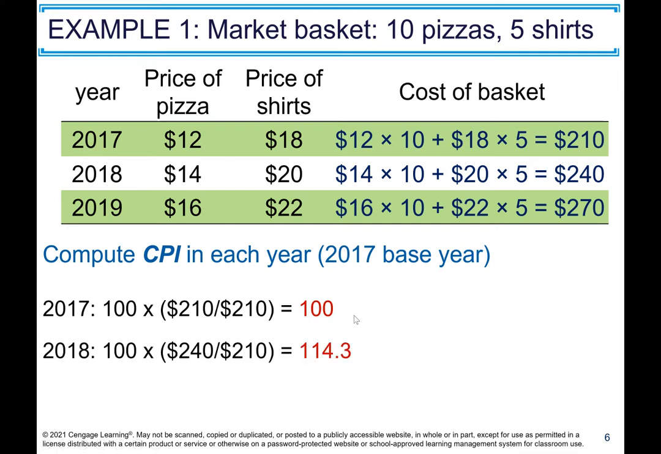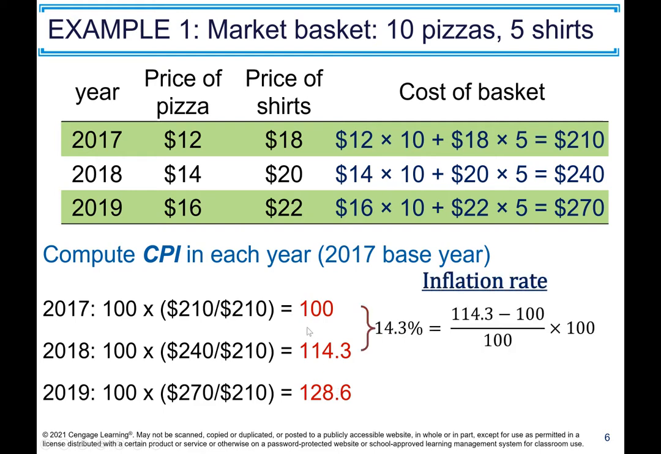In 2018, it is 240, which is cost in 2018, divided by 210, which is cost in the base year, times 100, and that gives you 114. And in 2019, the cost of the basket was 270, divided by the cost in the base year, which is 210, multiplied by 100. The CPI is 128.6.